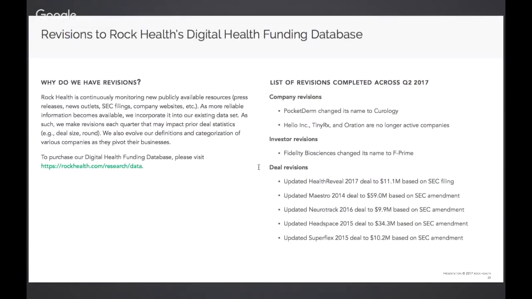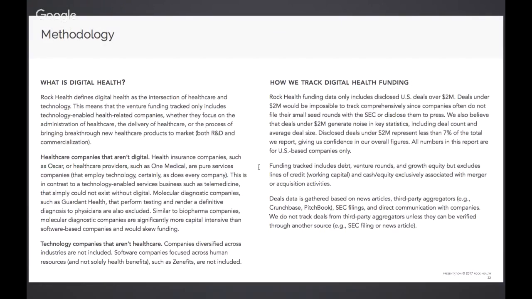In the meantime, I wanted to remind you of our methodology and how we do this work. Digital health is the intersection of healthcare and technology. So we track any digital health company that's raising more than $2 million in the US. Some companies are on the fence, and we do have internal guidelines around what we include and what we don't. Service-predominant companies aren't included. So healthcare providers like One Medical and insurance companies like Oscar, we do not include in our database.